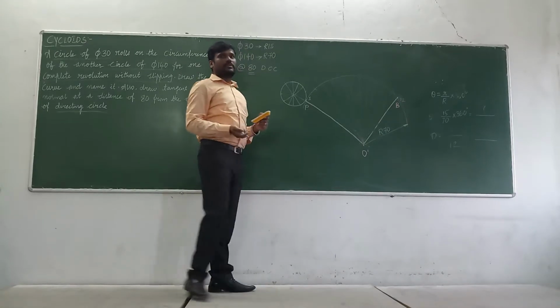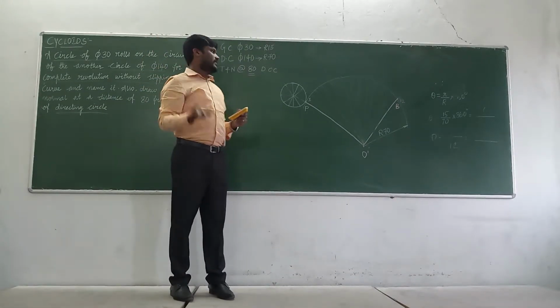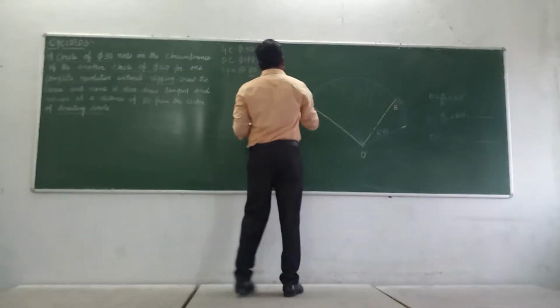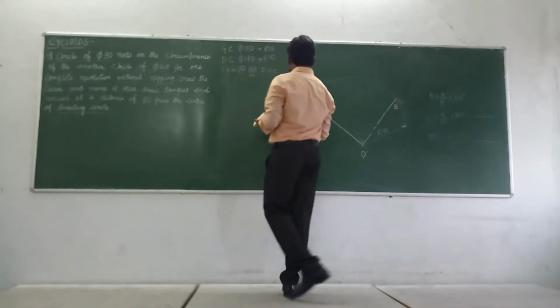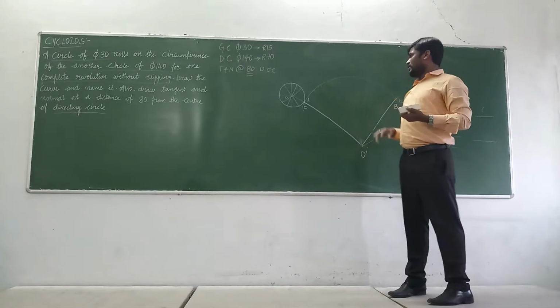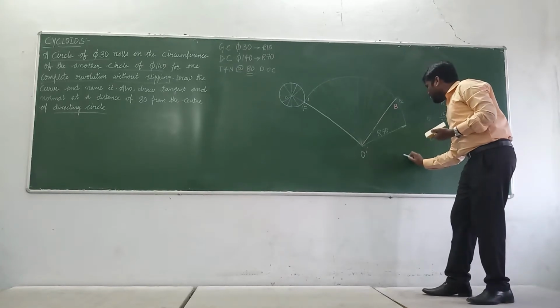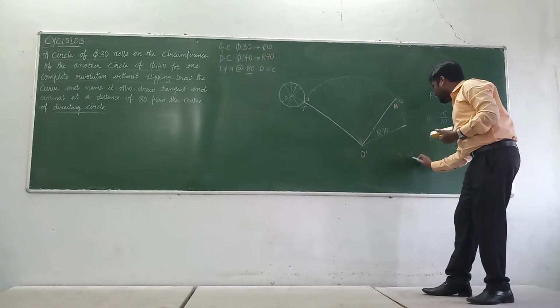Next, if you remember in the general method, we also traced the locus of the center of the circle. What is the locus of the center of the circle? Why the locus of the center? Taking that as center, we are going to trace the curve. What is that? O dash is the radius.